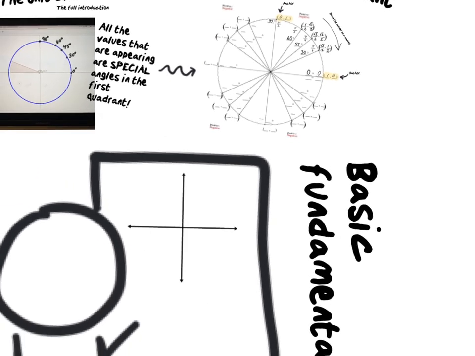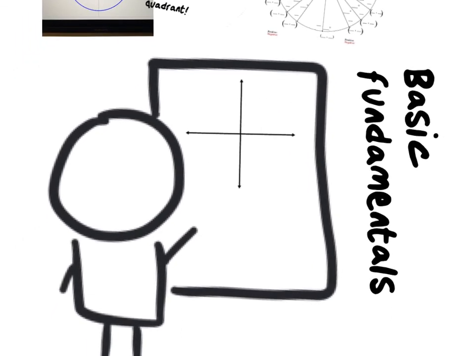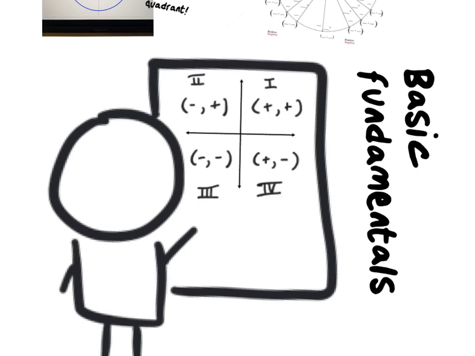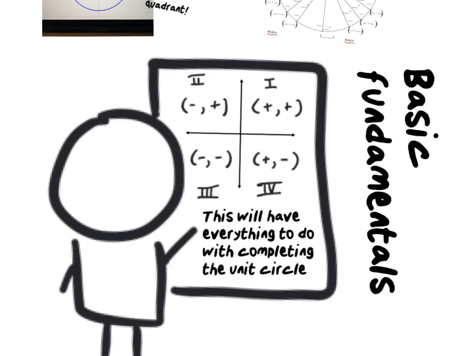Now let's look at some basic fundamentals of a coordinate plane. In the first quadrant, which is here, X and Y are positive. In quadrant number 2, X is negative and Y is positive. In quadrant number 3, X is negative and Y is negative. And in quadrant number 4, X is positive, Y is negative. This will have everything to do with completing the unit circle.